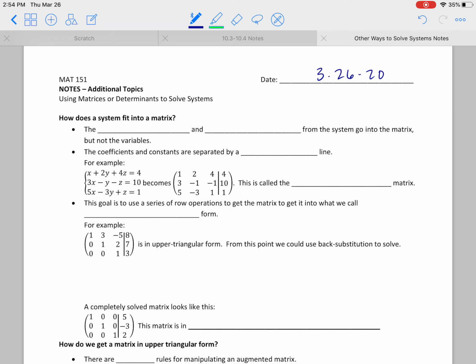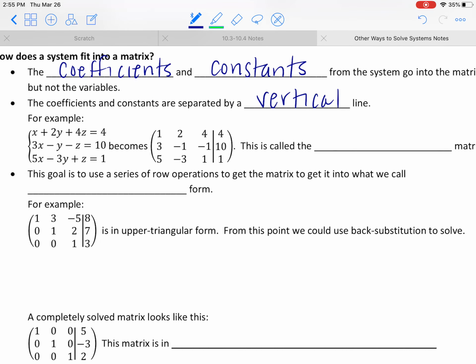Anyway, it's basically elimination, but it handles the process using only the coefficients and constants of your system instead of including those variables. So if we're going to fit a system into a matrix, we're going to basically eliminate the variables. We're going to put the coefficients of the variables, and the constants that are on the other side of the equal sign, into a matrix, and we just eliminate the variables. Don't put the variables in, understanding that the coefficients we put in are still coefficients, okay? And we're going to separate those coefficients and constants by a vertical line.